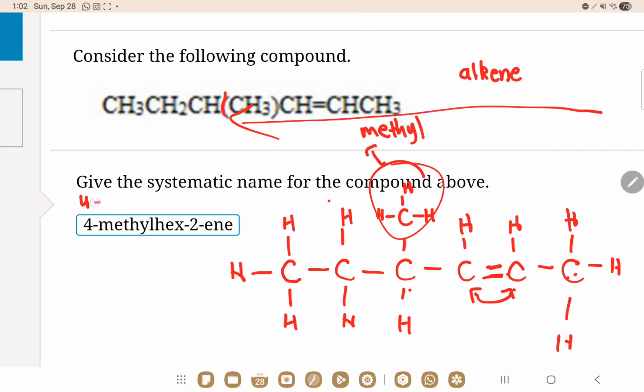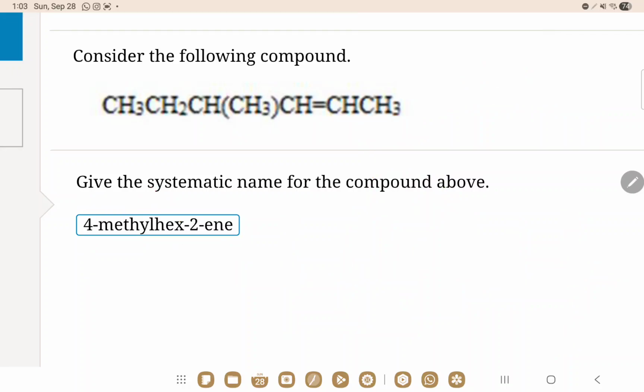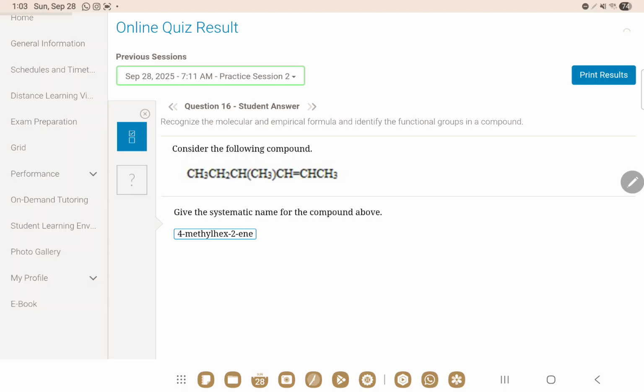It is 4, then you put a dash. Then you write the branch, methyl. Then we need to count the longest chain of carbons. 1, 2, 3, 4, 5, 6. You have 6 carbons. So it's hexene. But since we have the functional group on 2, it's hex-2-ene. 4-methylhex-2-ene. And that's it. Moving on.